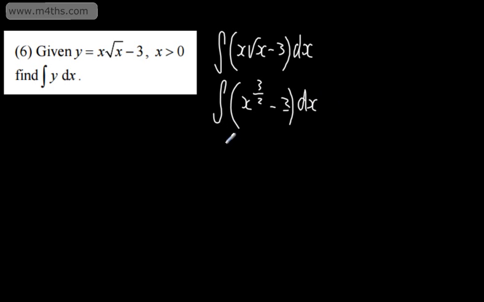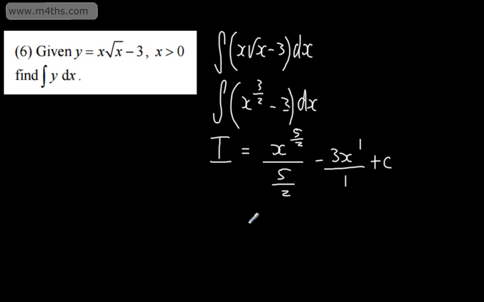We can say now that the integral, and you might want to write this, the integral I is going to be equal to, and sometimes we use I, don't have to, x to the 5 over 2 divided by 5 over 2 minus 3x to the power of 1 divided by 1 plus c. So that's going to give me now 2/5 x to the 5 over 2 minus 3x plus a constant of integration. So there we go.